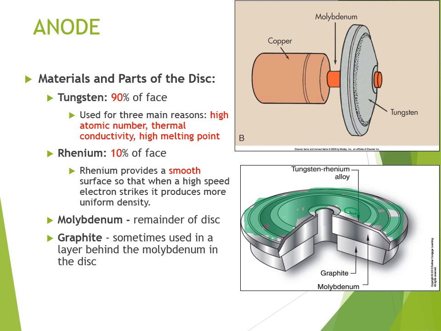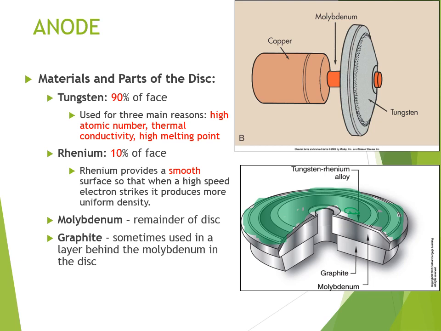The reason why we like to use tungsten is, first of all, it has a high atomic number. Secondly, it has high thermal conductivity. And third, it has a high melting point. The reason why we use the rhenium is because it provides a smooth surface when high-speed electrons strike it, to provide more uniform density.